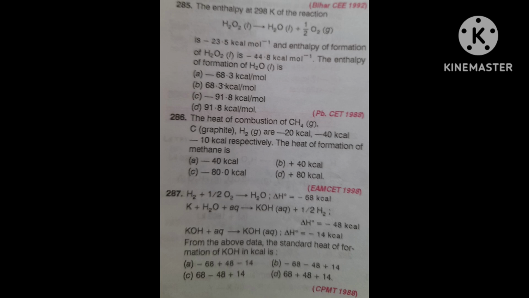Third reaction: KOH solid plus aqueous gives KOH aqueous, and standard delta H is equal to minus 14 kilocalorie. Three reactions are given. From the above data, the standard heat of formation of KOH in kilocalorie is: first option, minus 68 plus 48 minus 14. Direct values they have given. It became easy for you.